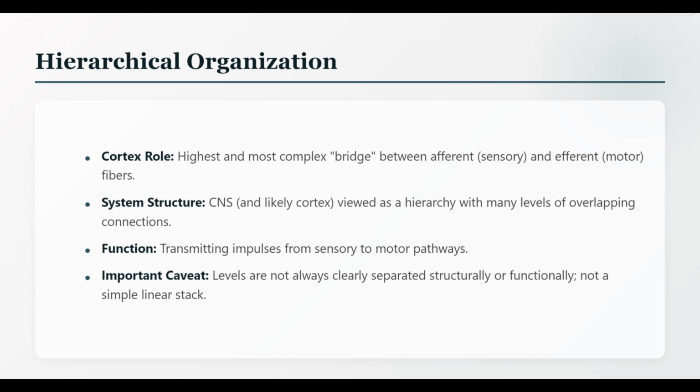Think of the cerebral cortex as the ultimate traffic hub, the most complex bridge connecting incoming sensory information, afferent fibers coming from receptors out there in the world, with outgoing motor commands, efferent fibers going to muscles and glands. This suggests the whole CNS, including the cortex itself, operates like a hierarchy. Imagine multiple layers, like floors in a building, with connections crisscrossing between them. Information flows generally from lower sensory levels up through these levels, and then down to motor outputs.